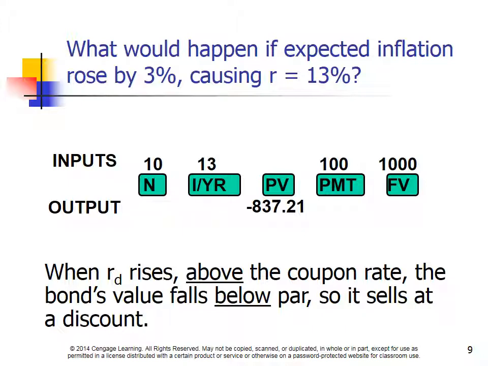Now we do another example. What would happen if expected inflation rose by 3%? That is going to cause the market rate, or the discount rate, to go up to 13%. So in that case, the present value will be lower than the par value. As the interest rate rises above the coupon rate, the bond value falls below the par value, so it sells at a discount.